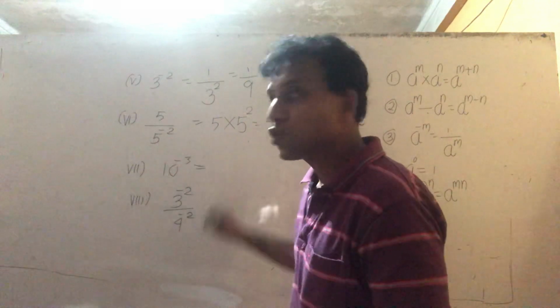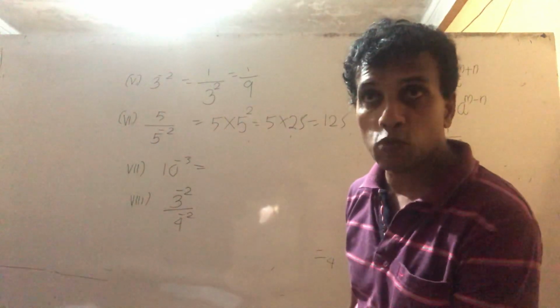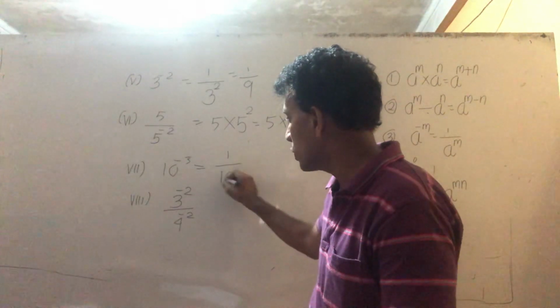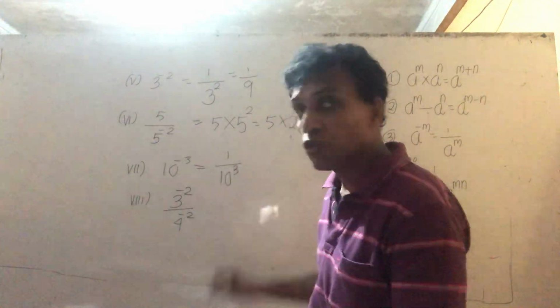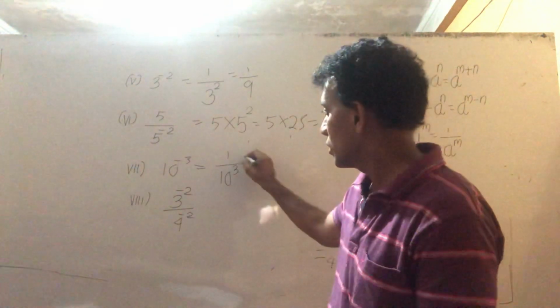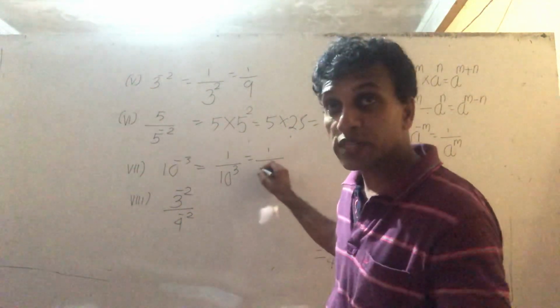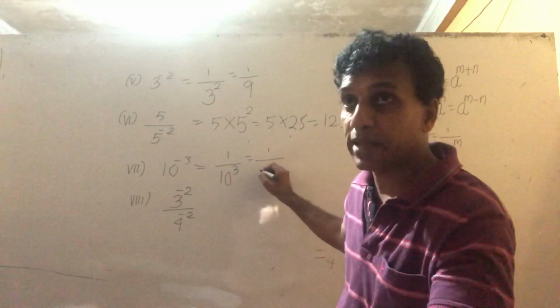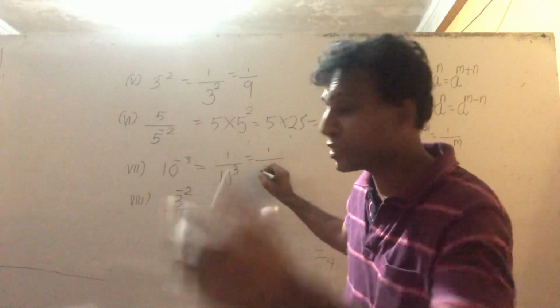Next one, 10 to the power minus 3. Remove the negative to positive. 1 over 10 to the power 3. Now no minus. So what is that? 1 over, don't say 30. Not 10 times 3. 10 multiple 3 times, 10 into 10 into 10, 1000.